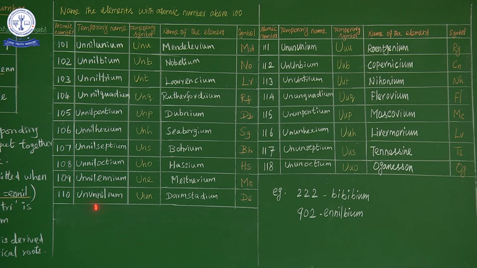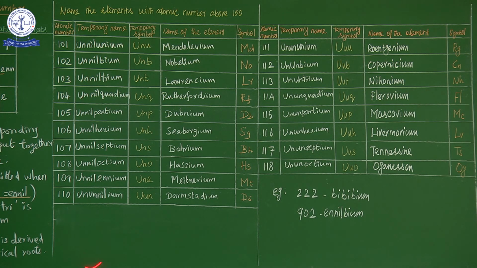So look at the next one here. So 110. For 110, 1 is un, again 1 is un, and 0 is nil. We are adding IUM on the suffix. Its symbol is UUN. And then the name of the element is given later.